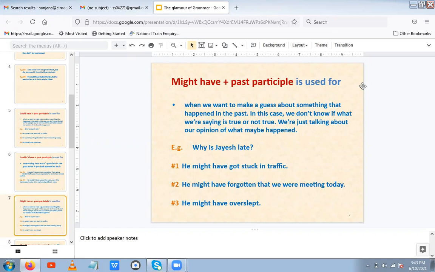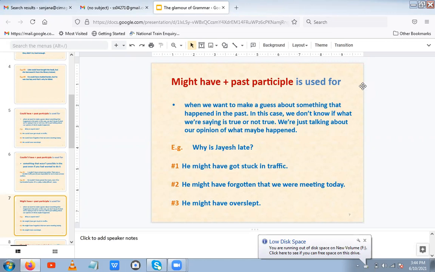So again, somebody, Rishu, please read. Might have plus past participle is used for when we want to make a guess about something that happened in the past. In this case, we don't know if what we are saying is true or not true. We are just talking about our opinion of what maybe happened.